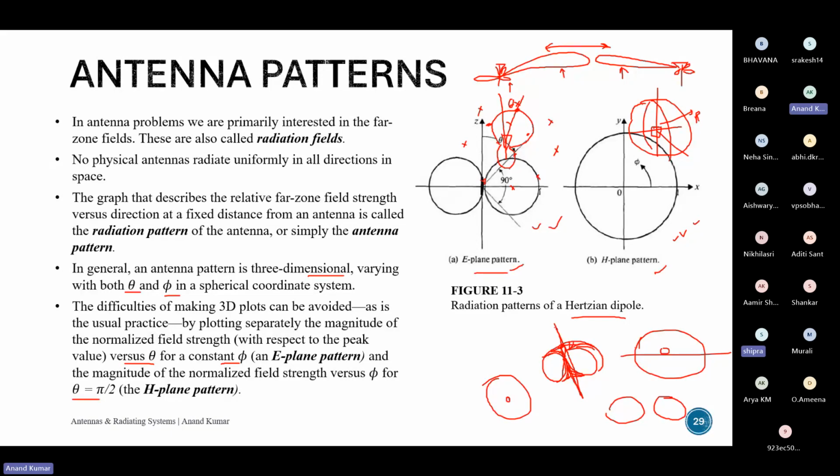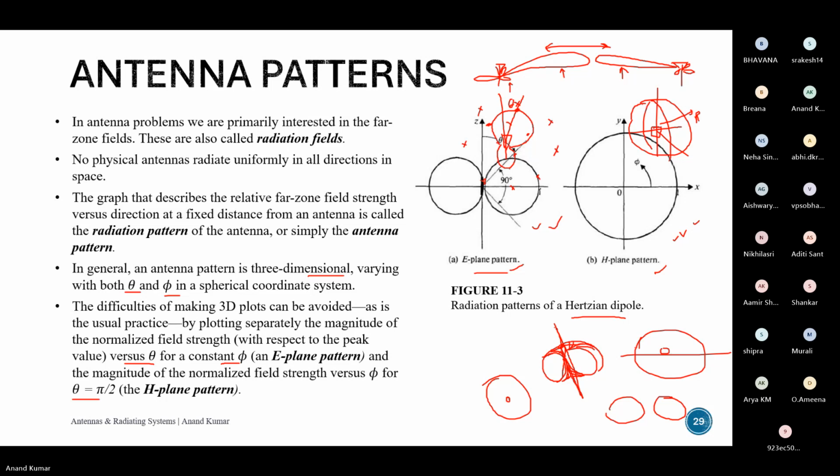Question: the radiation patterns of different types of antennas are different? Yes. There could be two antennas that have a similar radiation pattern, but in general, yes. If you change the antenna, many antennas have different radiation patterns.